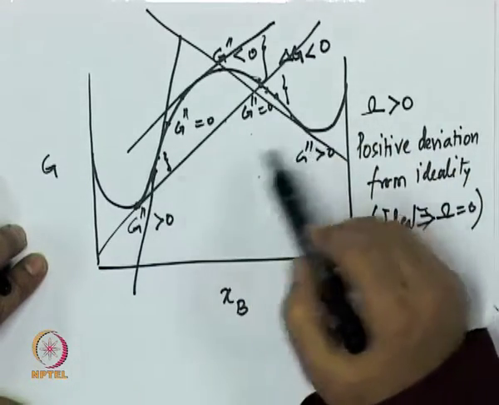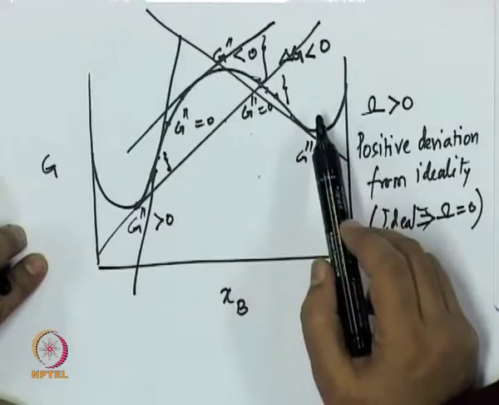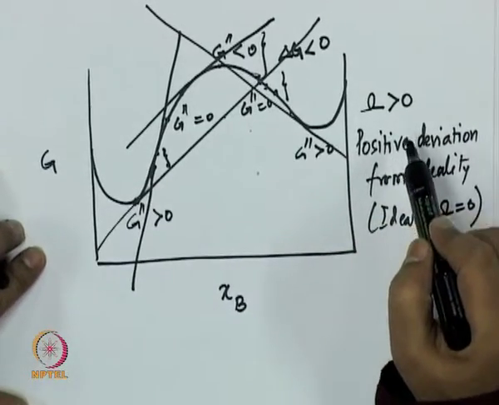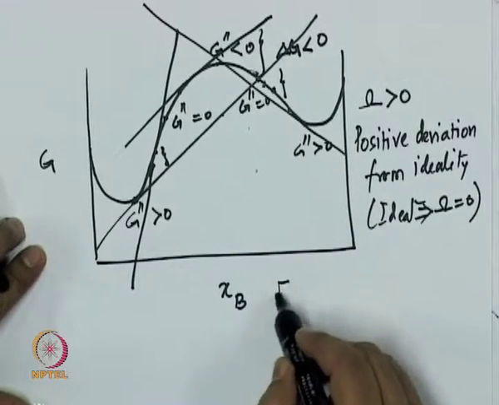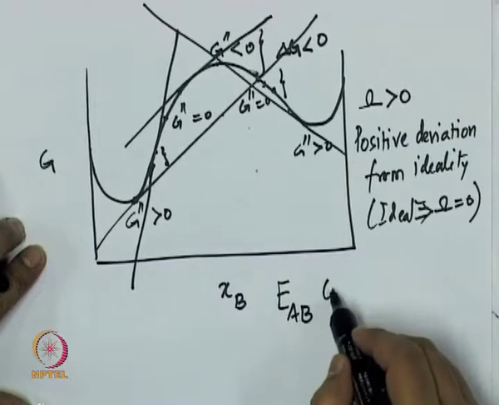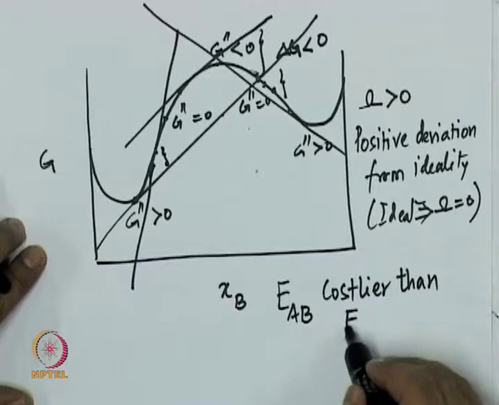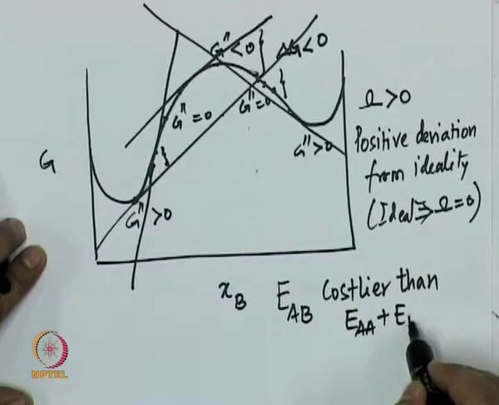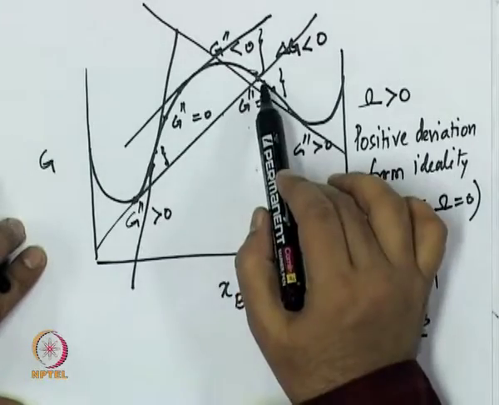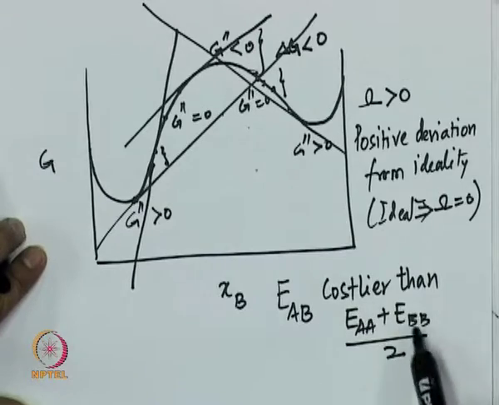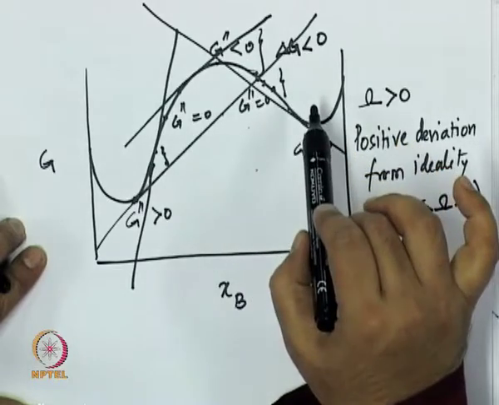And why is the spinodal region coming up? Because you had the curvature of this type. Why did we get curvature of this type? Because we had positive deviation from ideality. What does the positive deviation from ideality mean? That means that EAB is costlier than the average of EAA and EBB. That means the system in this region would like to produce AA bonds and BB bonds. AB bonds are costly. That is the reason why you got this curvature in the first place.